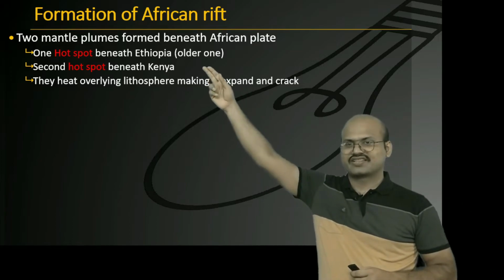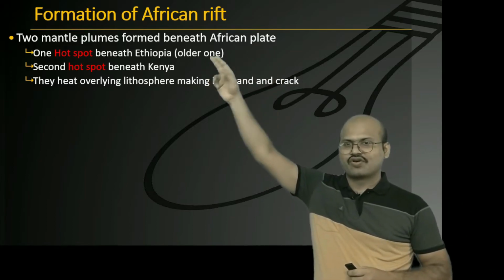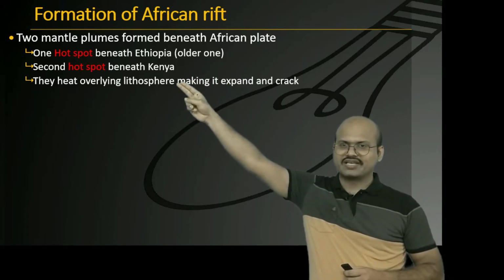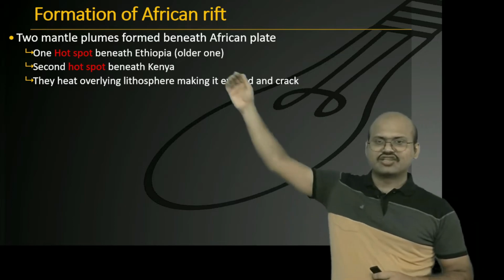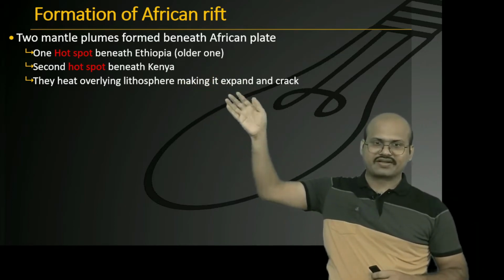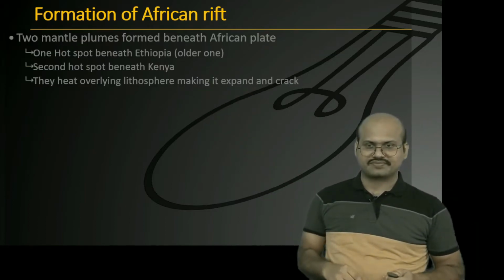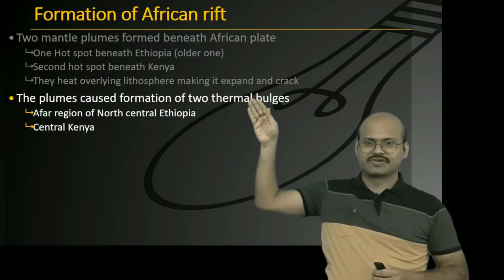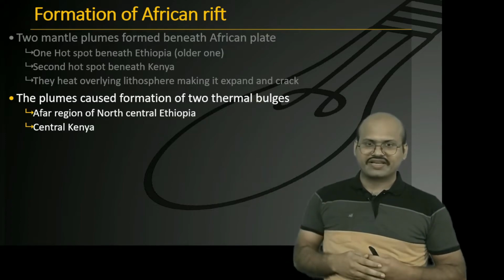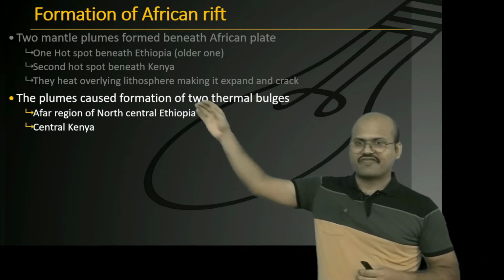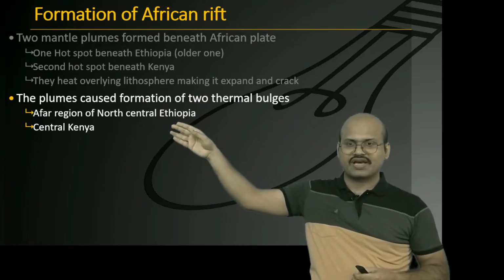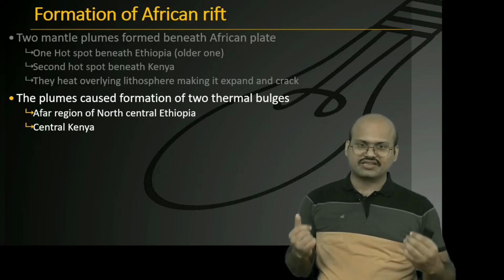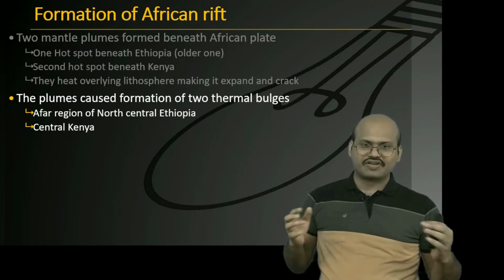Now let's see all this in quick points. We have already discussed that there are two mantle plumes beneath the African plate, one hotspot beneath Ethiopia, which is considered to be older. The second is beneath Kenya. They heat the overlying lithosphere and make it expand, and when it expands, the lithosphere cracks. Secondly, the plumes caused formation of two thermal bulges. These thermal bulges created two highlands. One was in the Afar region of north central Ethiopia and the other was in central Kenya. So because of this collection of mantle plume beneath the lithosphere, we see formation of these two highlands.